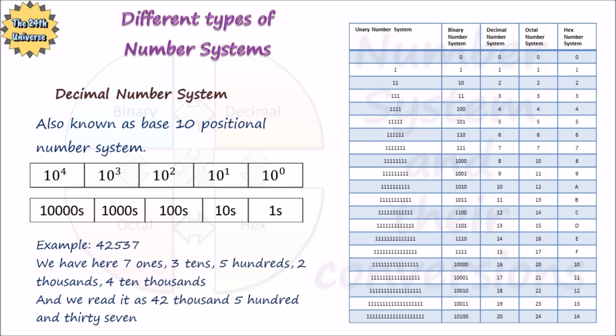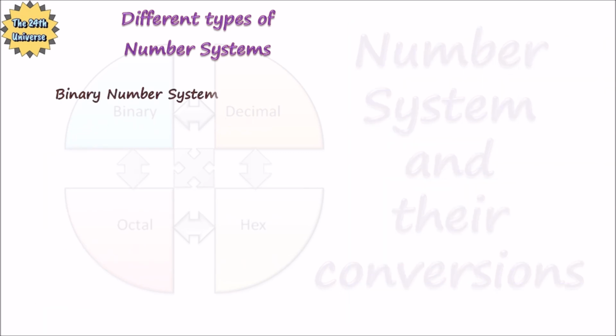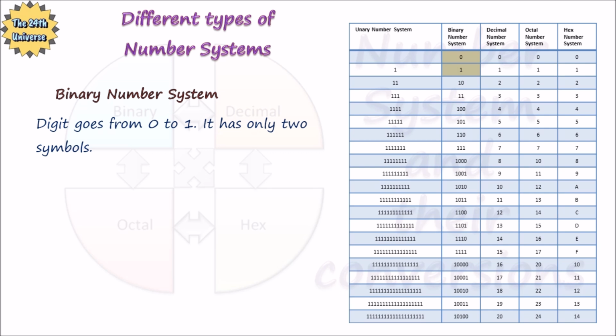In this system, we add a digit to the left every 10 symbols. Each digit represents an increasing power of 10. Example 42537. We have here 7 ones, 3 tens, 5 hundreds, 2 thousands, 4 ten thousands, and we read it as 42,537.